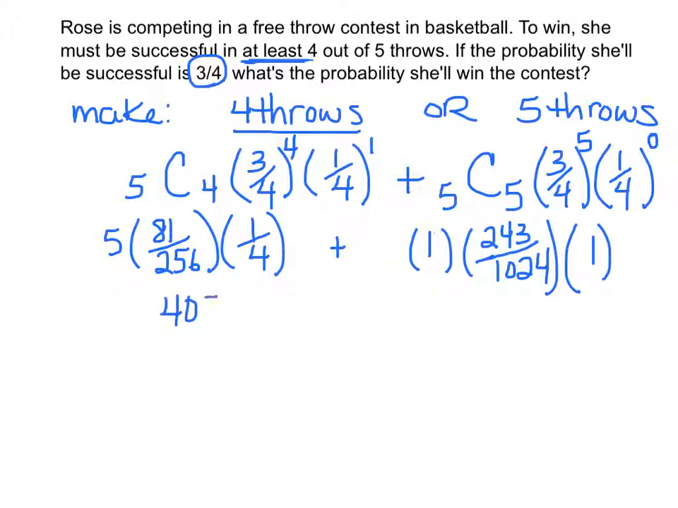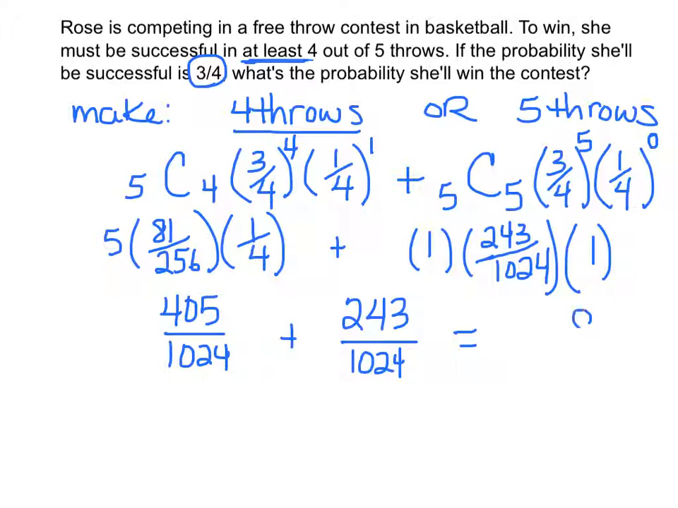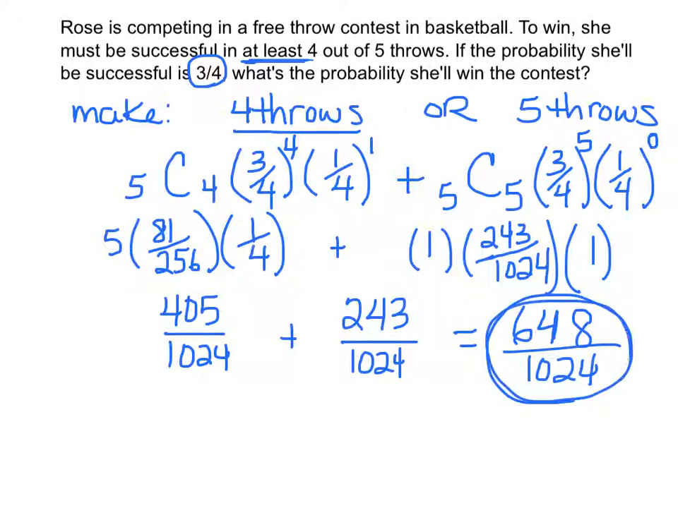That would be 405 over 1024 plus 243 over 1024. And then we would add that up. That would be 648 over 1024. And like all probability, there really is no need for you to simplify that fraction. So we're done.